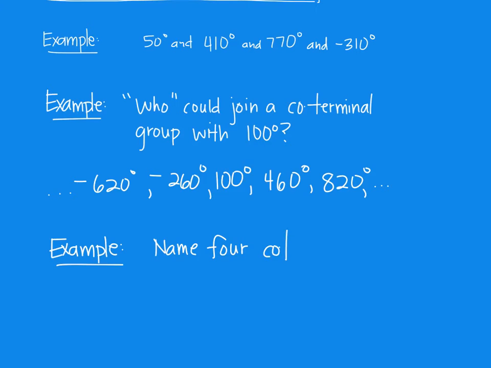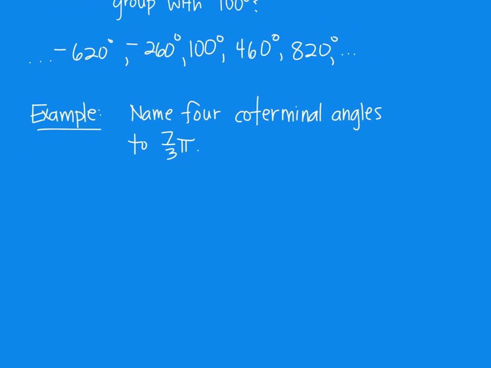Name 4 coterminal angles to 7/3 pi. Well, this is why we practiced adding 2 pi and subtracting 2 pi. All right, so we've got 7/3 pi, and we need to add 2 pi to that. But it would be helpful if we could add 2 with a common denominator.